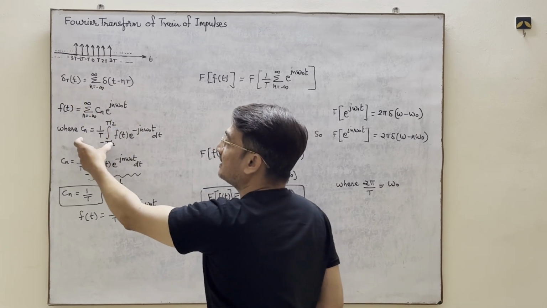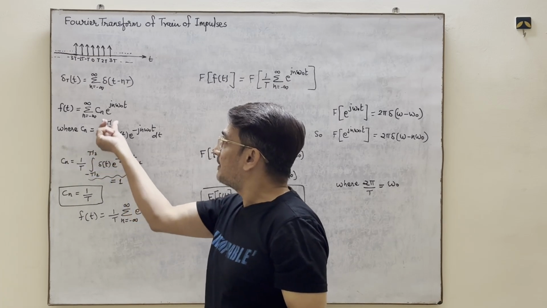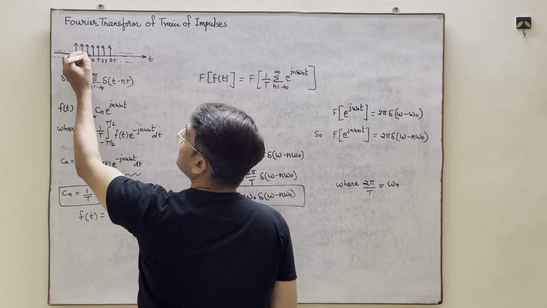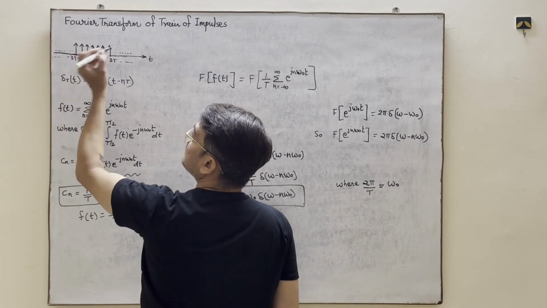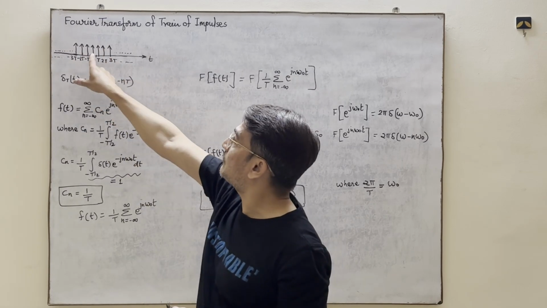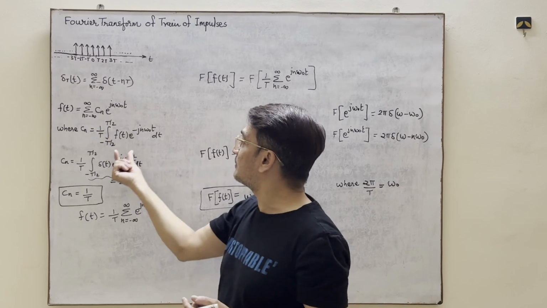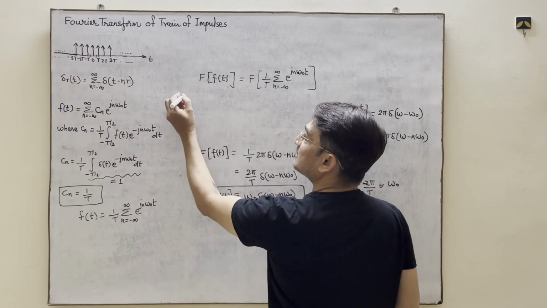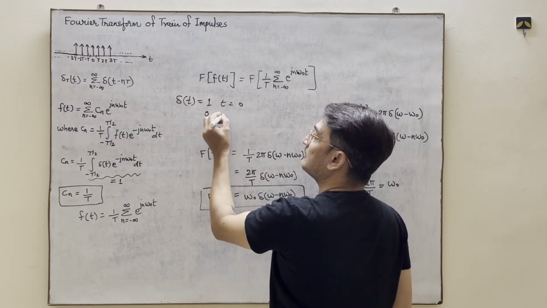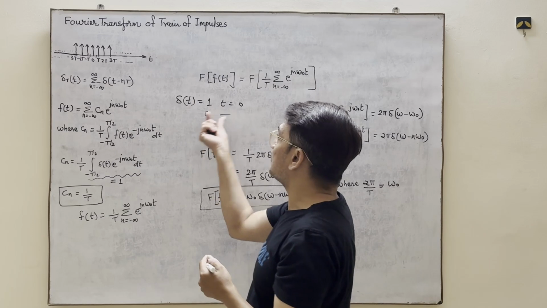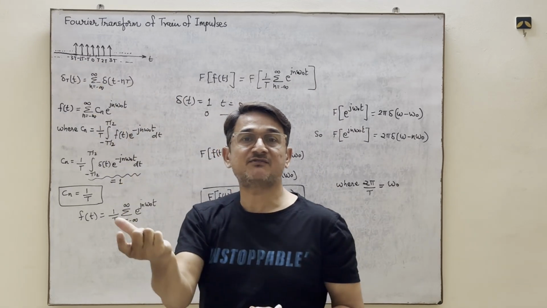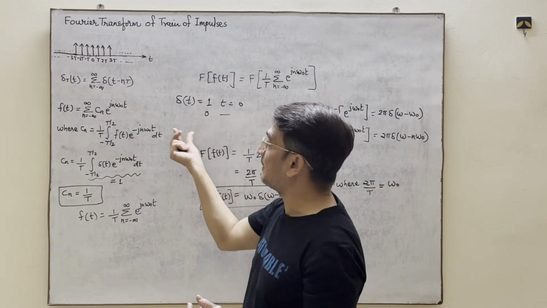So first we will calculate the coefficient Cn. The limit of integration is minus T by 2 to plus T by 2. As you can see, minus T by 2 is somewhere here and plus T by 2 is somewhere here. Between minus T by 2 and plus T by 2, how many impulses are there? Only one impulse, which exists only at t is equal to 0. So that function you can write as delta(t) is equal to 1 for t is equal to 0 and 0 otherwise. So within the limit minus T by 2 to plus T by 2, you have only one function, which is delta(t), which gives the value as 1.